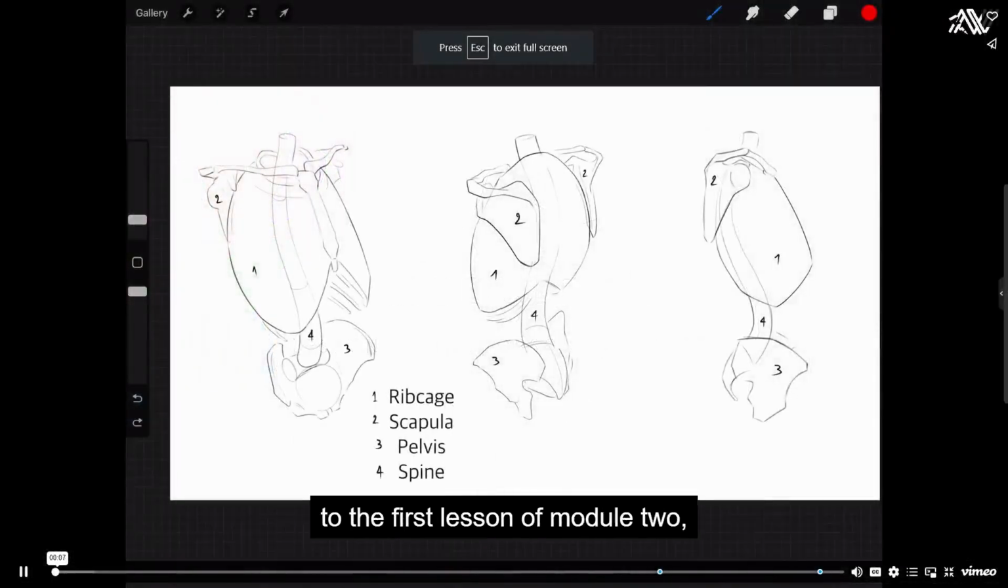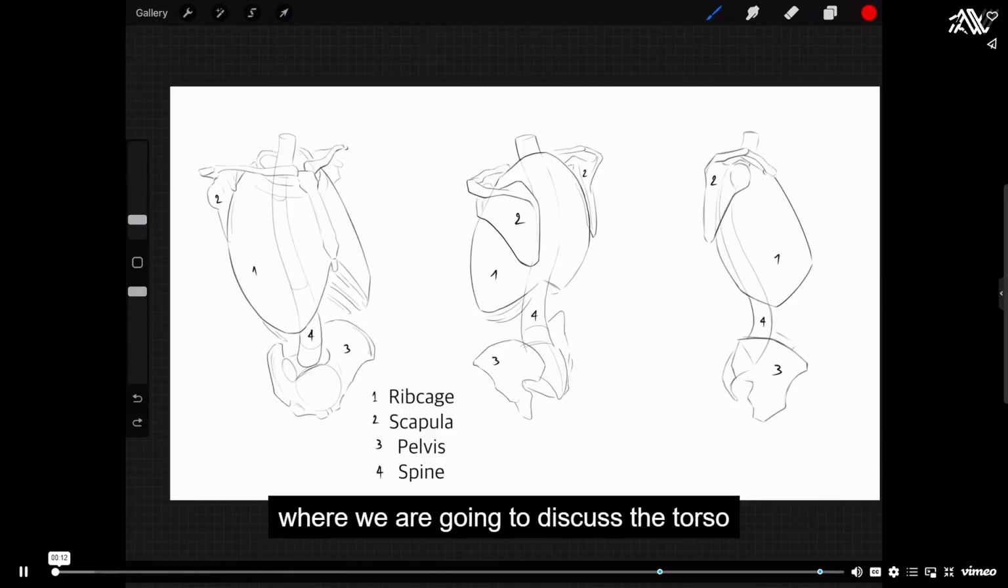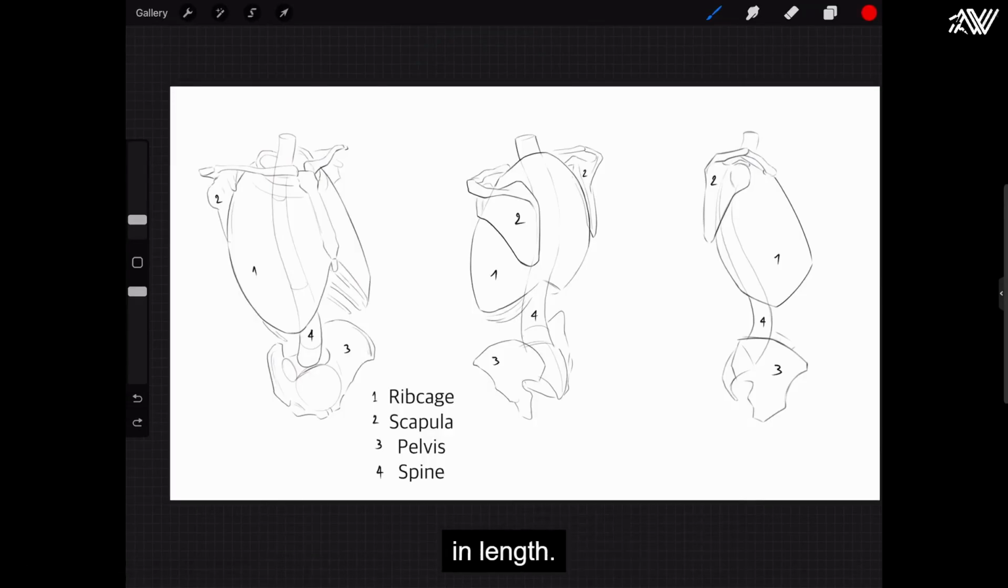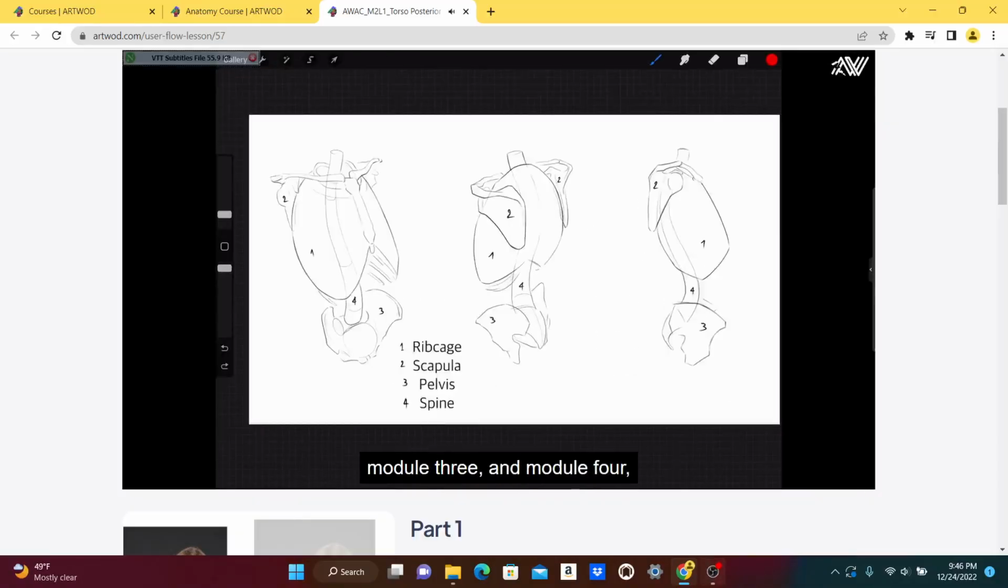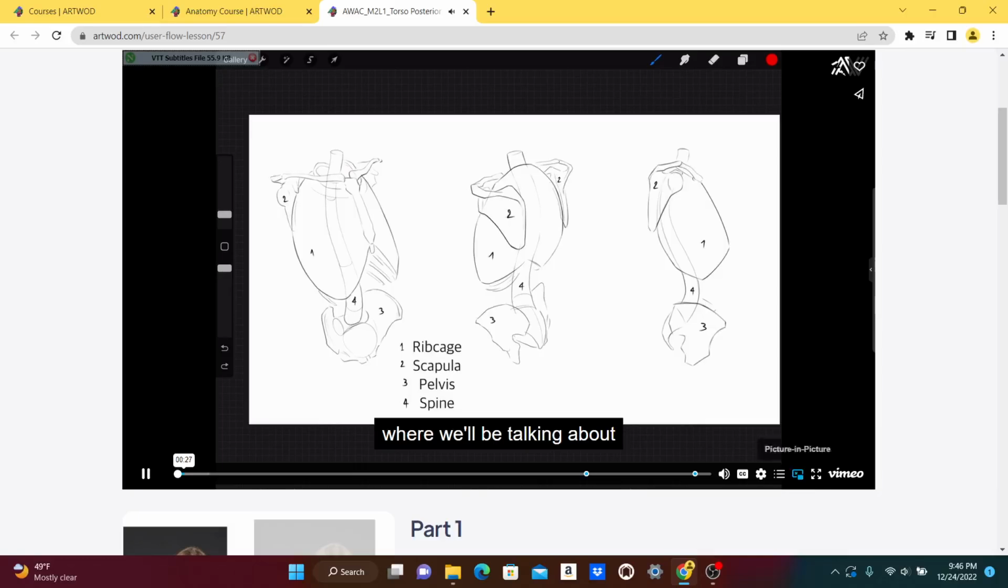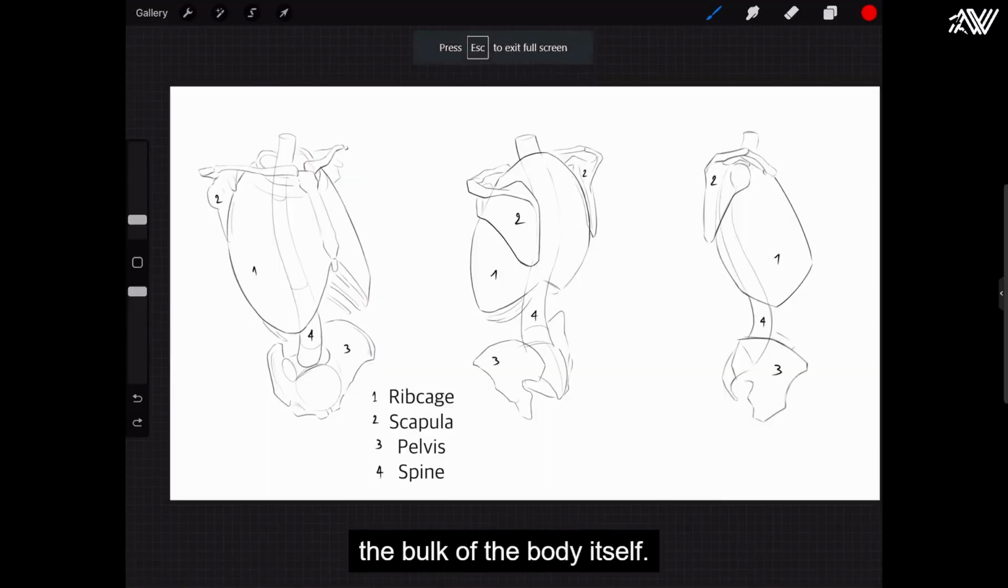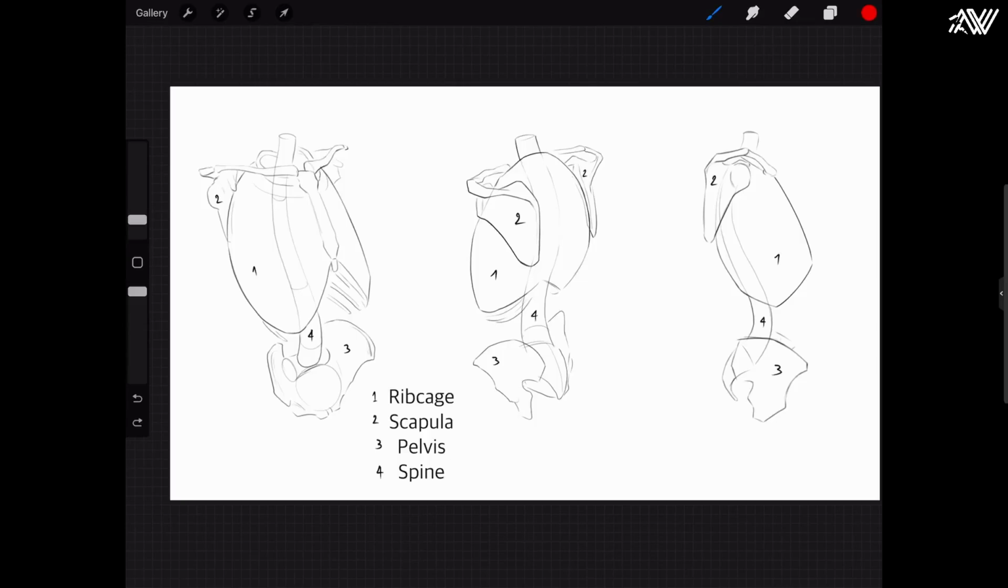All right. Hey guys, welcome to the first lesson of Module 2, where we are going to discuss the torso in length. Now, this part of the lesson will be the discussion lesson, and we'll basically have this for Module 2, Module 3, and Module 4, where we'll be talking about the bulk of the body itself. And what that means is that I'll just be going over everything I sort of know about anatomy and walk you through what is important to remember, what is easy to understand.